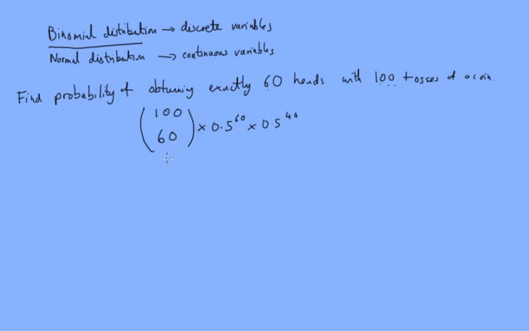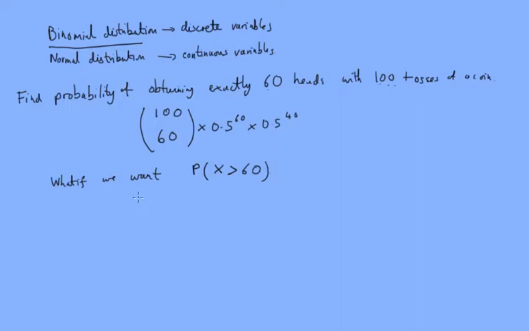However, what if we wanted the probability of x being greater than 60, so having more than 60 heads? Previously, we would have found the probability of 61, of 62, and so on individually, then added up all these probabilities. That's a lot of work, and it'll take a lot of time.